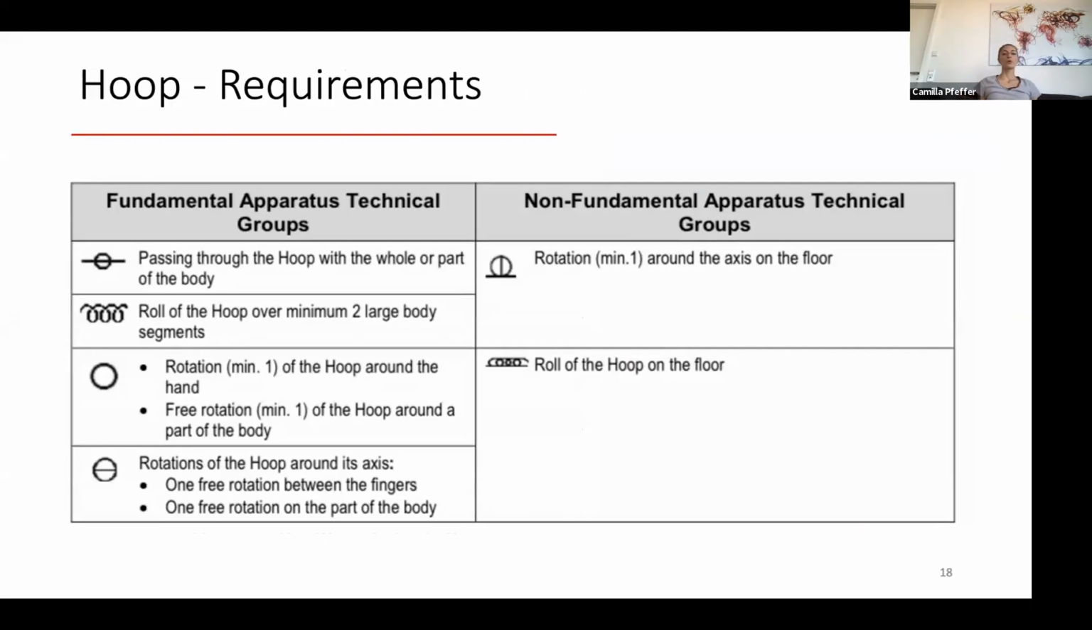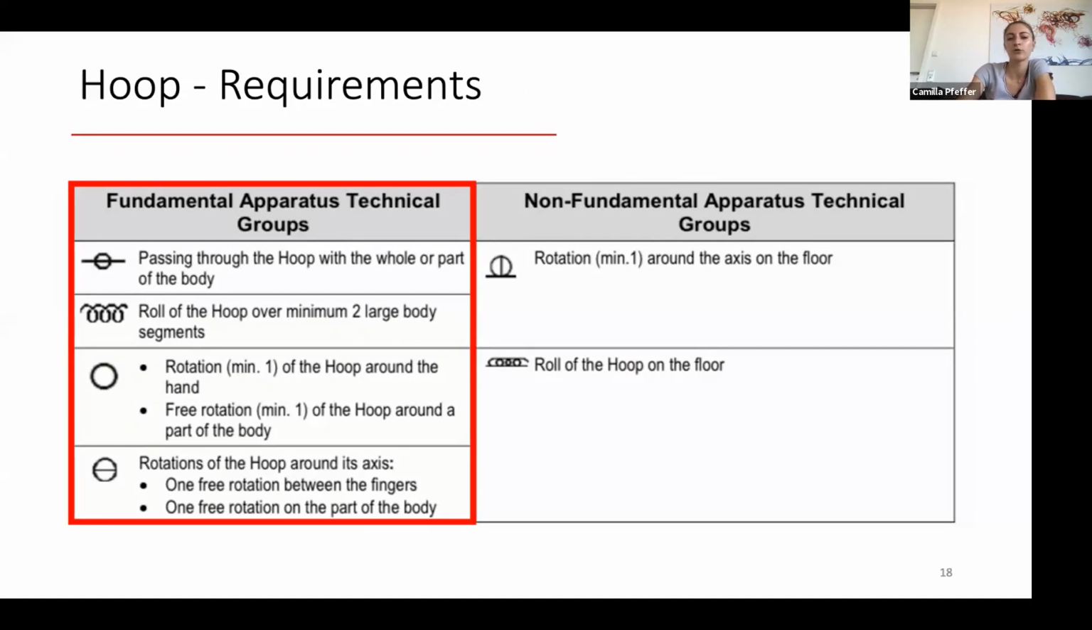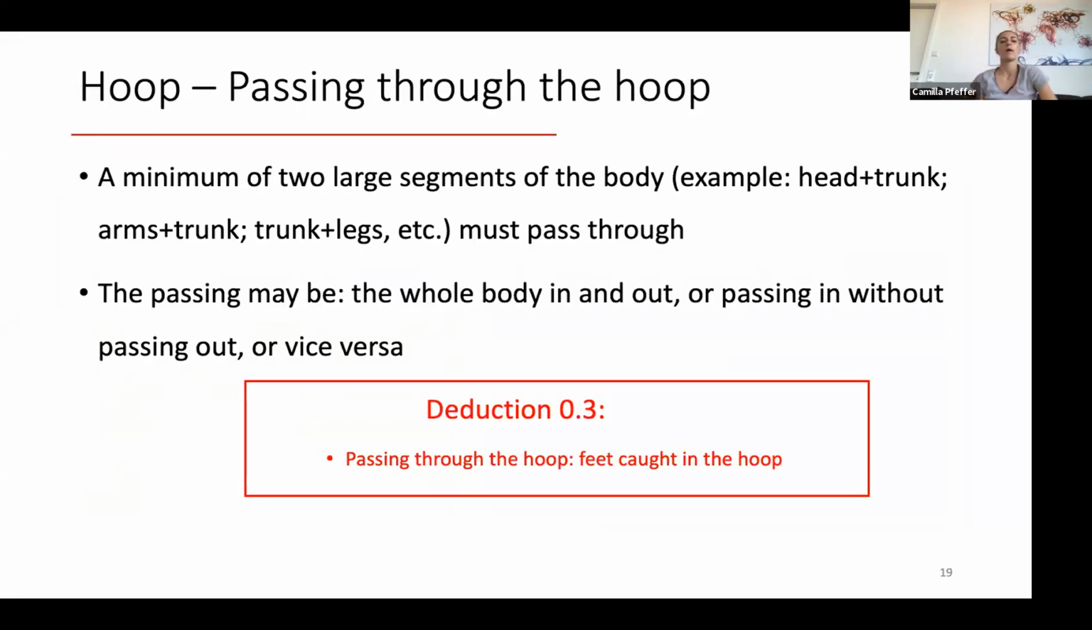Now I'm coming to the hoop, and the requirements for hoop: passing through the hoop, roll of the hoop over minimum 2 large parts of the body, rotation with the hoop around the hand or a part of the body, and rotation around its own axis. For passing through the hoop, it's very important that it goes over 2 large segments of the body. So for example, the arm and the upper body, or the leg and the upper body, but not only to pass through the arm, so it will not be counted.